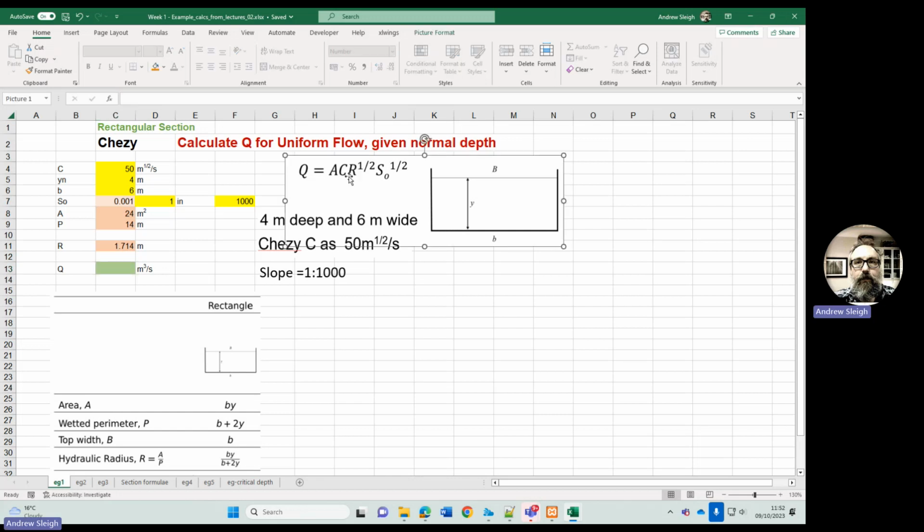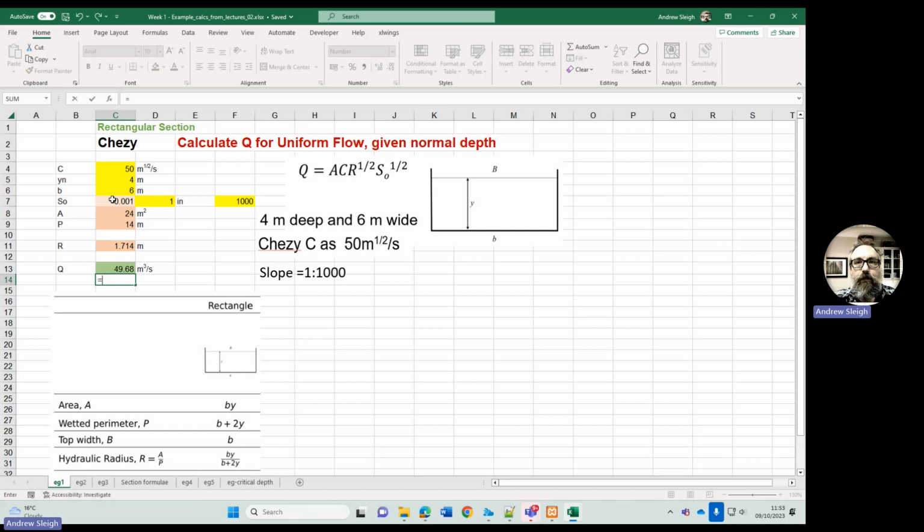1.74, and Q is just this formula here for what we refer to as the Chezy equation, is equal to the area times the C, which is 50, times R raised to the half, times S0 again raised to the half. We'll get 49.68 meters cubed per second. So this rectangular channel will carry 49.68 meters cubed per second when it's flowing in uniform flow.